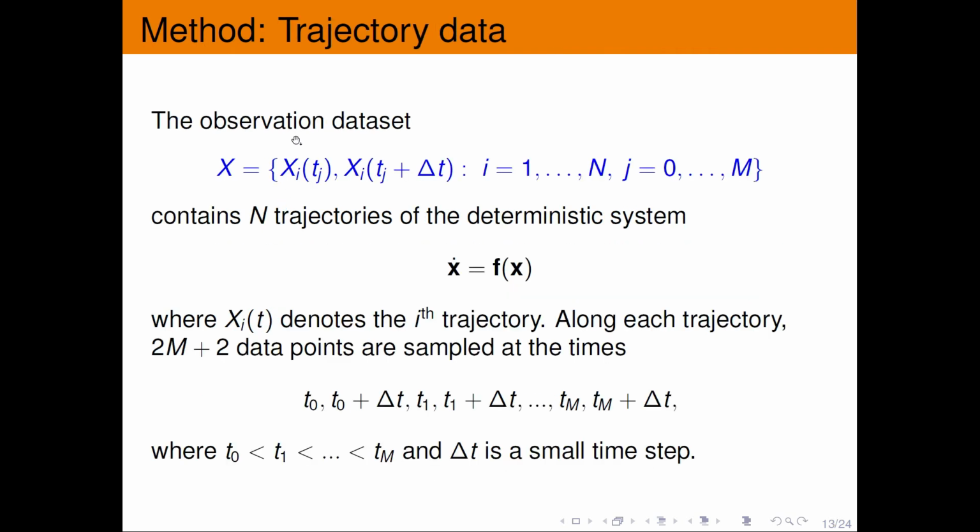The observation dataset contains n trajectories of the deterministic system S dot equals to F(x). Each trajectory has n+1 pairs of data points, which are sampled at this sequence of times. Here delta t is a small time step.